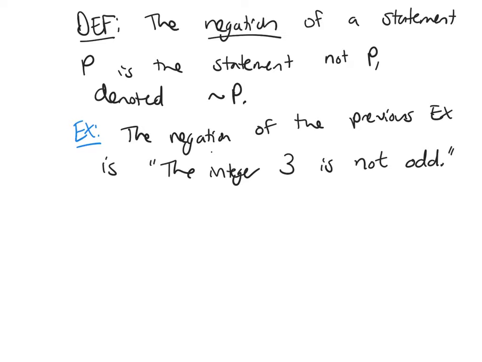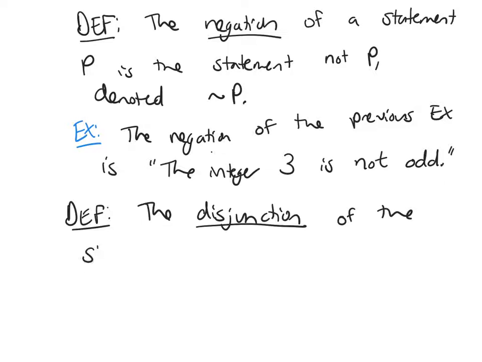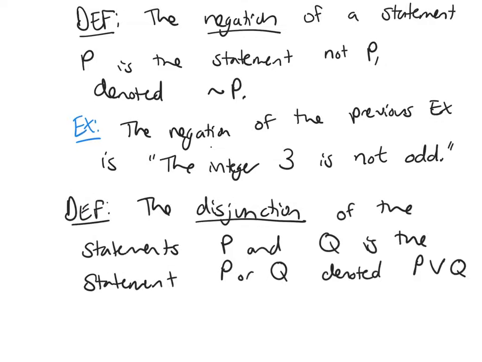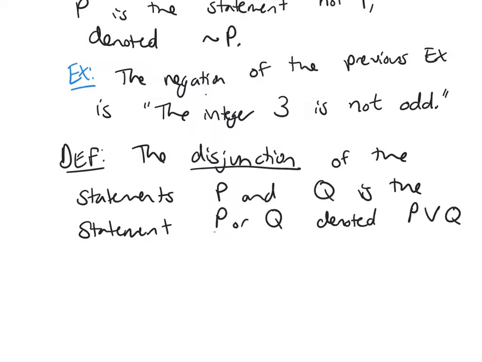We can also define disjunction. The disjunction of the statements P and Q is the statement P or Q, and the way we denote this is with this angle, P or Q. So when you see disjunction, think P or Q.